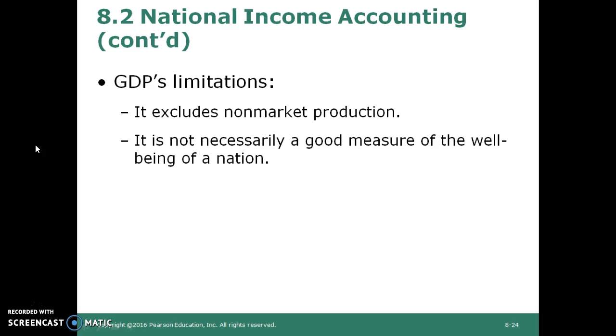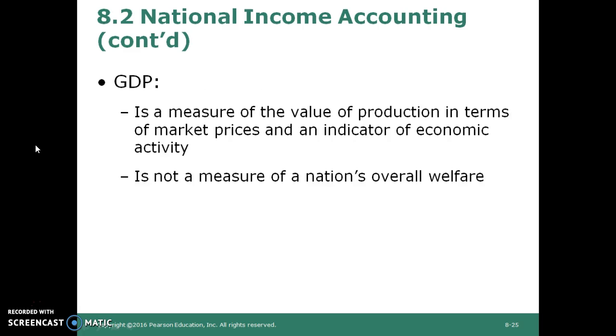It's also not looking at non-market production, and it's not necessarily a measure of the well-being of a nation as well. It's focused on how our economy makes up final goods and services, at things that are bought and sold in our economy. GDP is a measure of the value of the final production. It's not a measure of the nation's overall welfare. It's just telling us what we have produced in our economy.